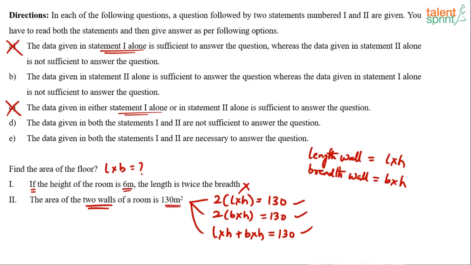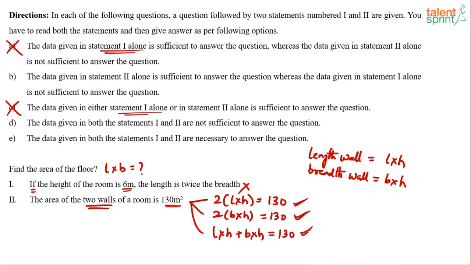And the previous one anyway is just a condition. It only says that length will be twice if the height is 6. Now, by the way, even if you get to know the height is 6, how will you know what is length and what is breadth? You're getting my point? So statement 2 leads us to more confusion.